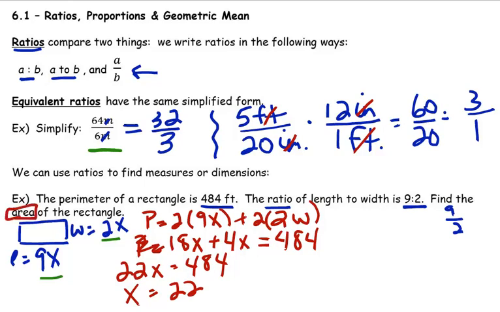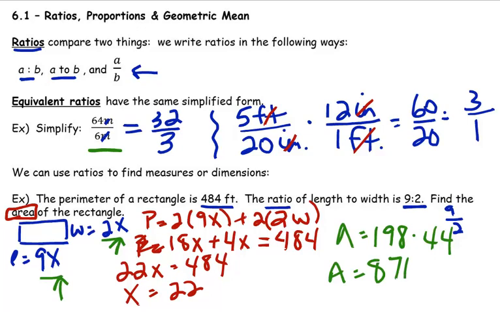And we know area is length times width. So we're going to find area, which is the length. And if I do 22 times 9, because I'm going to take 22, what the x is, and I'm going to plug it in here for the length times the width. So I'm going to get 9 times 22, which is 198, times 22 times 2, which is going to give me 44. And so the area of this rectangle is 8,712 feet squared. And that would be the area.